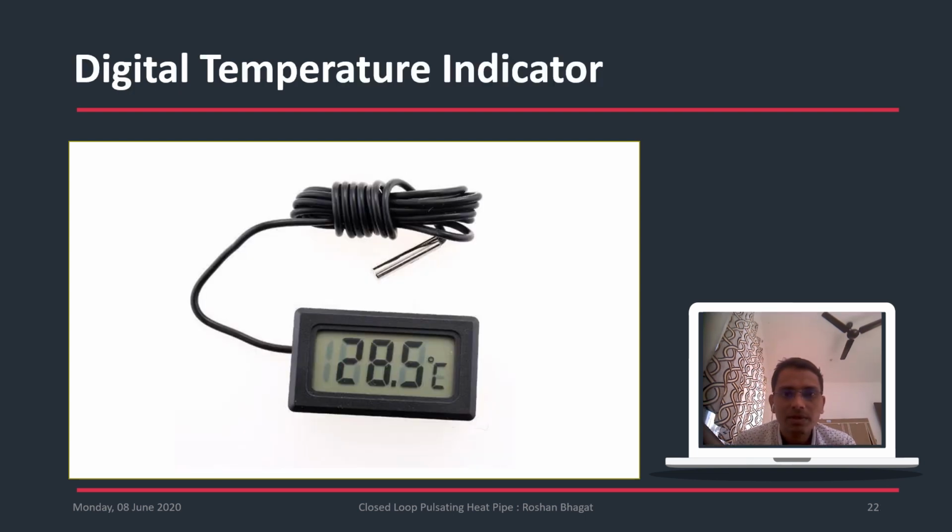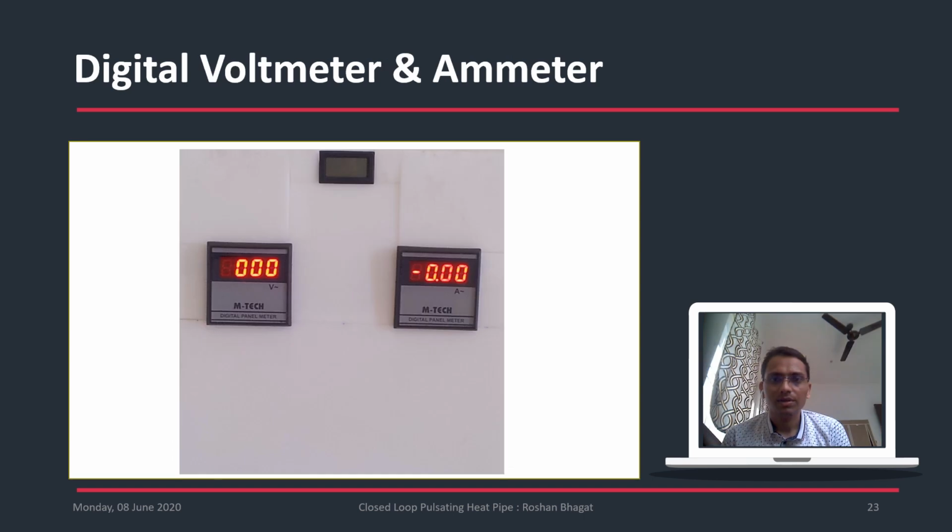Next, the digital temperature indicator. You require it to measure the temperature of the water bath inside the evaporator section, in order to prevent excessive heating. So this digital temperature indicator is used to monitor the temperature of water. You require a digital voltmeter and ammeter to measure the voltage and current. The power input given to the heater can be observed with the help of this digital voltmeter and ammeter. At the top side, the temperature of water in the evaporator section is measured.